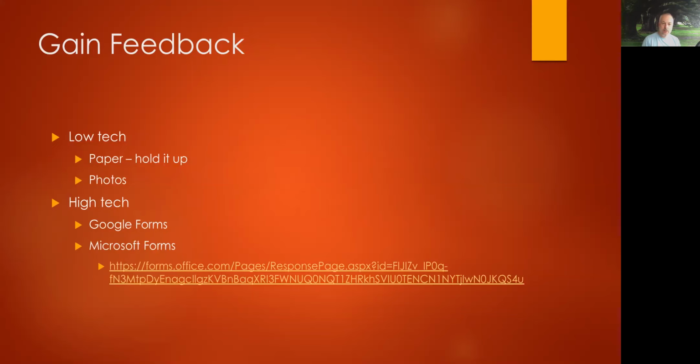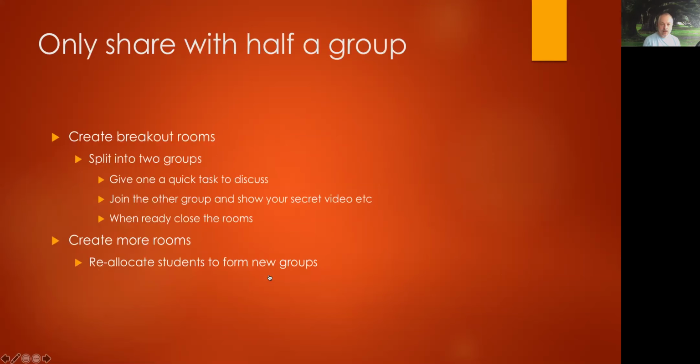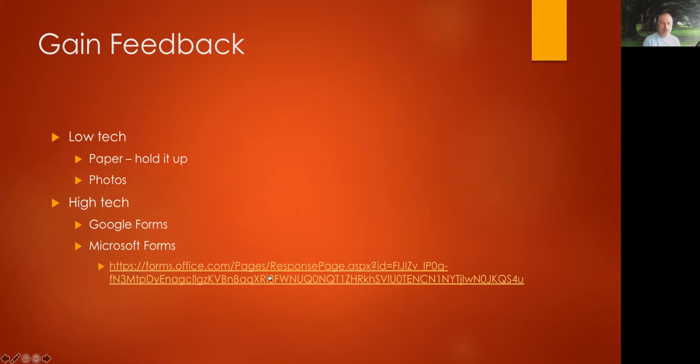The high-tech method of doing it is to use something like Google Forms or Microsoft Forms. So you can actually create one of these beforehand and give them a link to it. That's the horrible long link. There's a video in the channel that shows you how to make those into nice short links. But we'll have a quick look at that in a minute and show you what one of those might look like. Let's just pause for a minute.